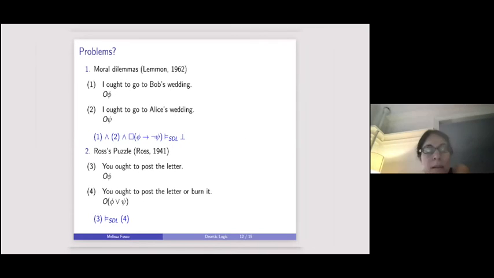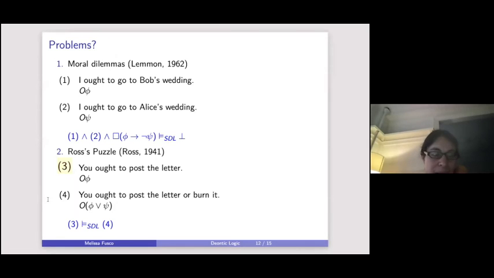For Ross's puzzle, this is, I believe, Ross's only example. It just seems like sometimes you can be obligated to do something without being obligated to do it or something else. His example was, suppose you're under an obligation to mail a letter. It can be true, sentence 3, that you ought to post the letter, and it can be false that you ought to post the letter or burn it.